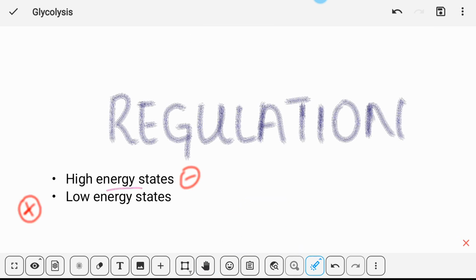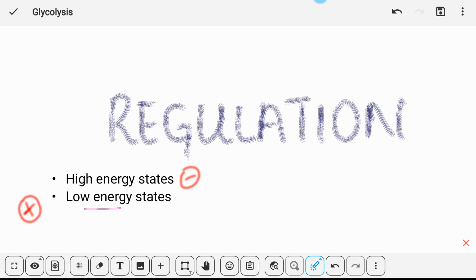High energy states always inhibit the process, whereas low energy states always activate the process. But why? Glycolysis is all about producing energy like ATP from glucose. So when there is already so much ATP in the body, we will definitely not need more ATP. So there will be a stop to the glycolysis.